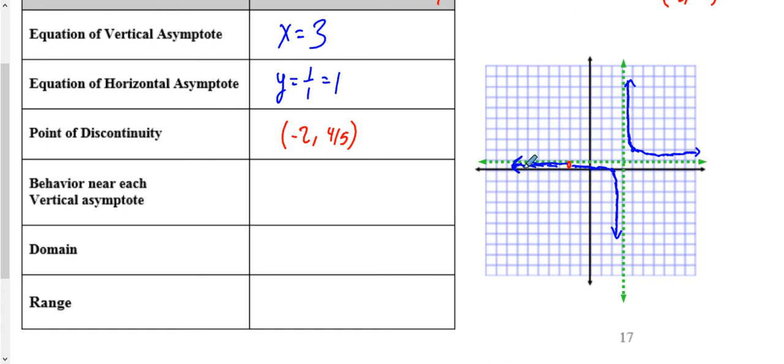So there we go. Behavior is asking us, reading our graphs left to right, what's happening, which quadrant does it start off, which one does it end off at. Starting left to right, we are starting our graph in quadrant 2, and that line, if you follow it, is going to end off in quadrant 4. The other line we have is starting in quadrant 1, and it's going to go off to quadrant 1 as well.